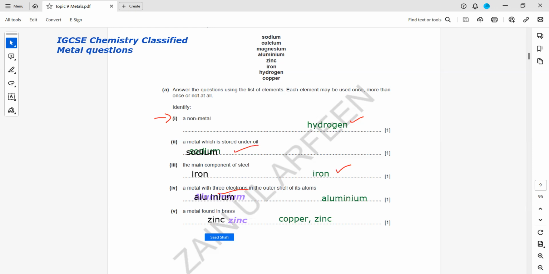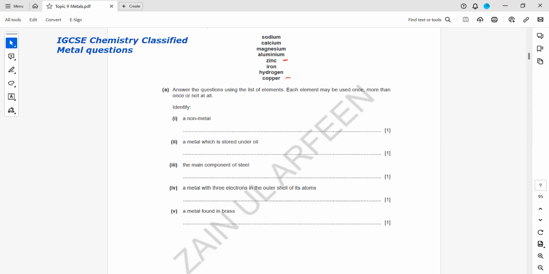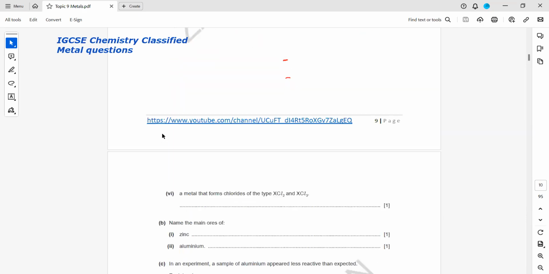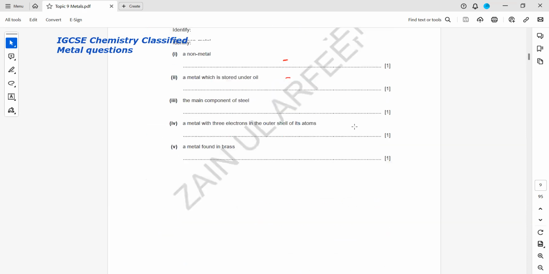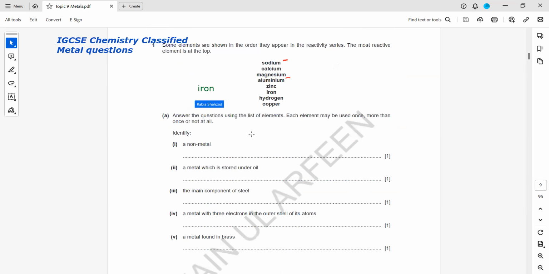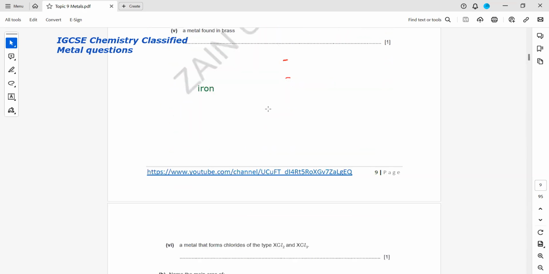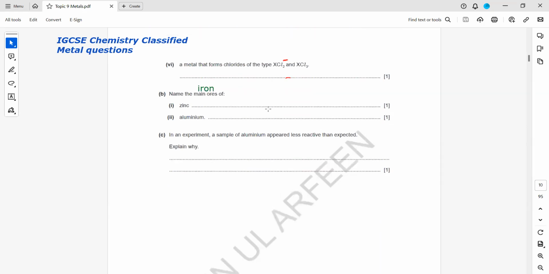And a metal found in brass. So the metals which we find in brass are copper and zinc. A metal that forms a chloride with the type XCl2 and XCl3. Which metal can form both? So that could be iron. The list is on the other page, that's why it's called. So this is correct. Iron is there.